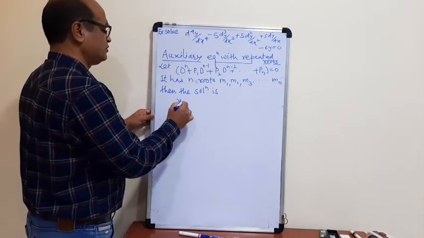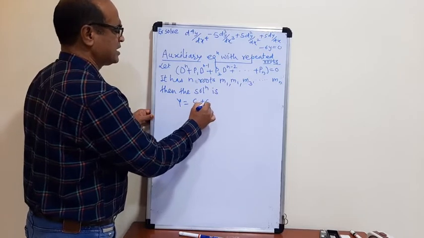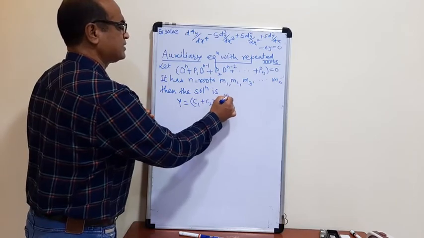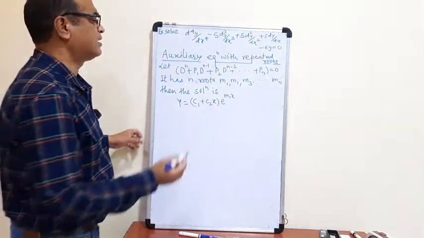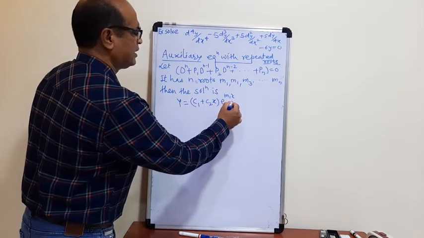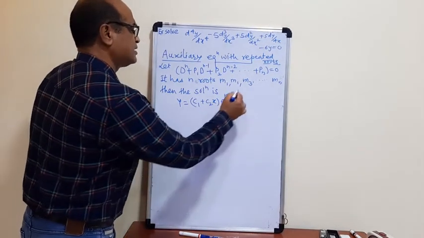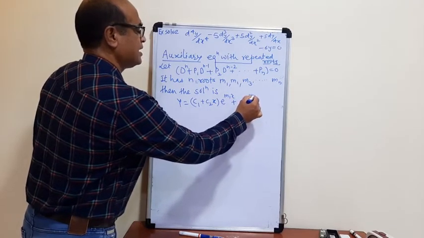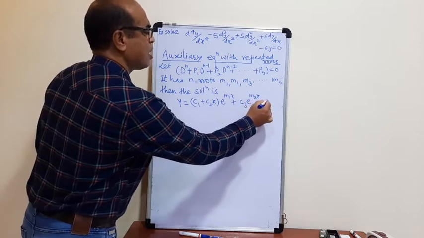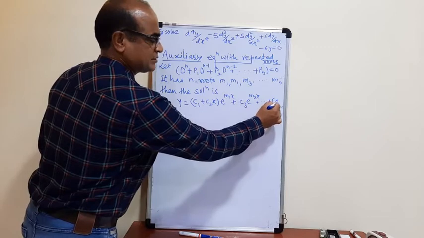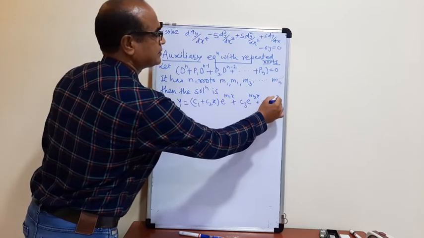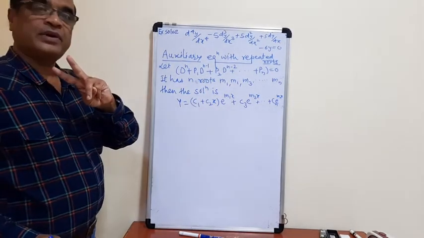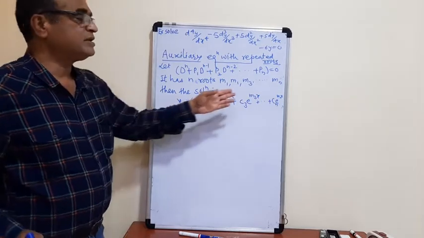The solution is y is equal to (c1 plus c2x) into e raised to m1x. Its solution is very simple by using the first order first degree differential equation. Then plus c3 e raised to m3x, and so on, plus cn e raised to mnx. Okay. So if the root is repeated 2 times, then this is the solution.